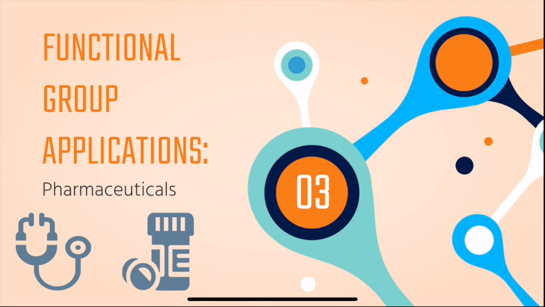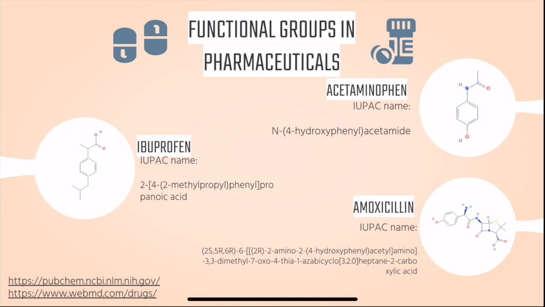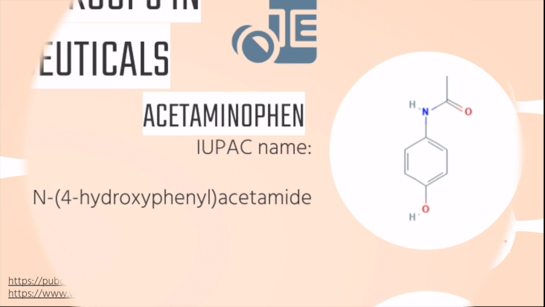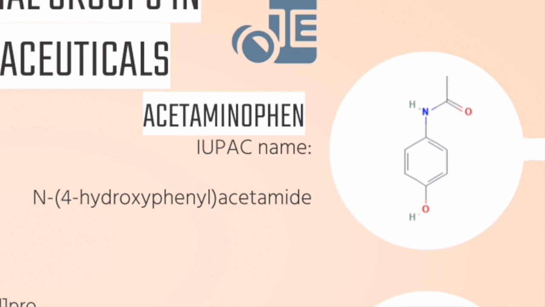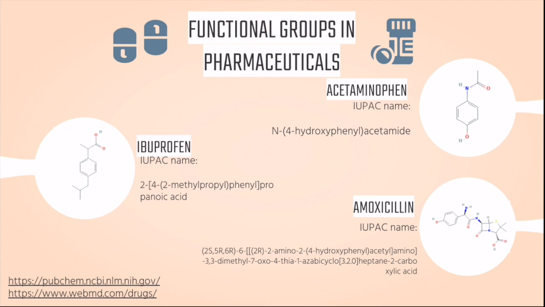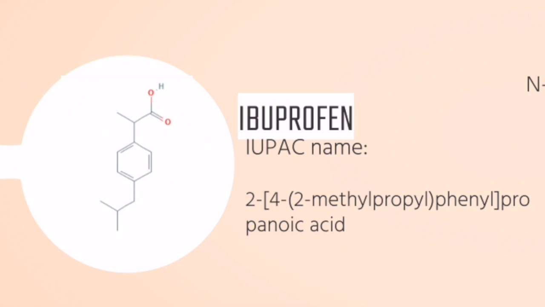Functional groups are extremely important in the making and prescribing of pharmaceutical drugs and medicines. So here are some common drugs that are prescribed. First is acetaminophen. It's used to treat mild to moderate pain, and it reduces fevers. As you can see on the diagram, the functional groups are hydroxyl and an amide group, which are pretty easily identifiable. For ibuprofen, it is a non-steroidal anti-inflammatory drug that relieves pain from conditions like headaches, muscle pains, and arthritis. And as you can see also on the diagram, it's got a carboxylic acid on the end.